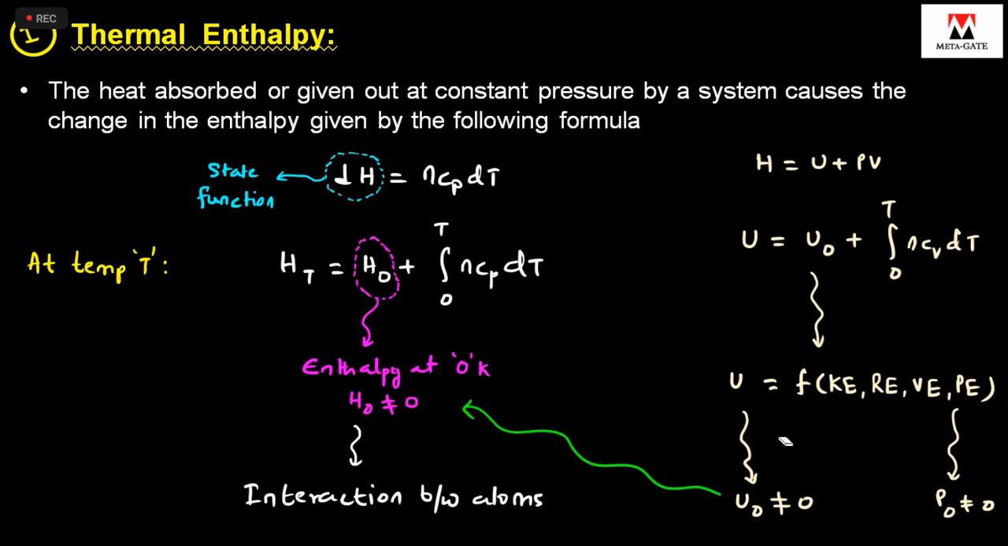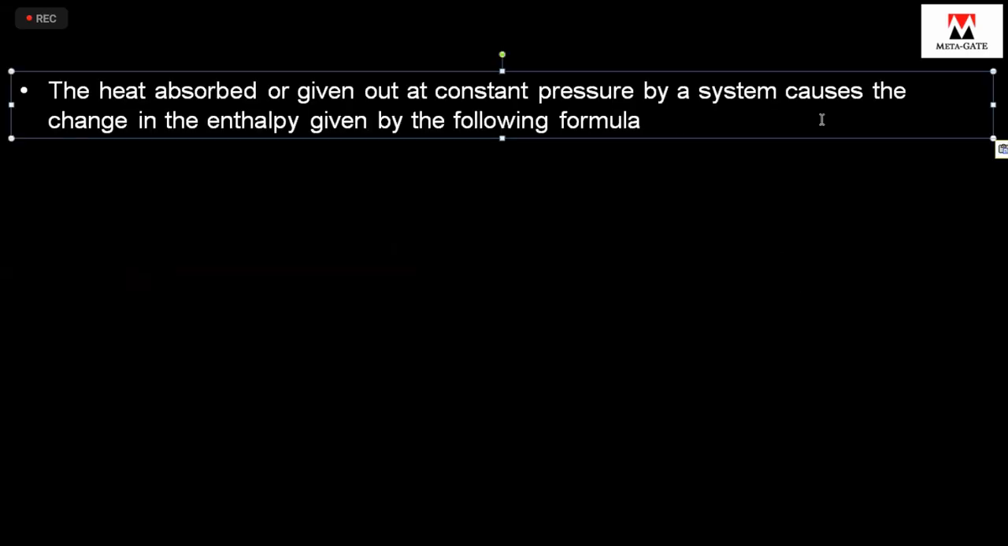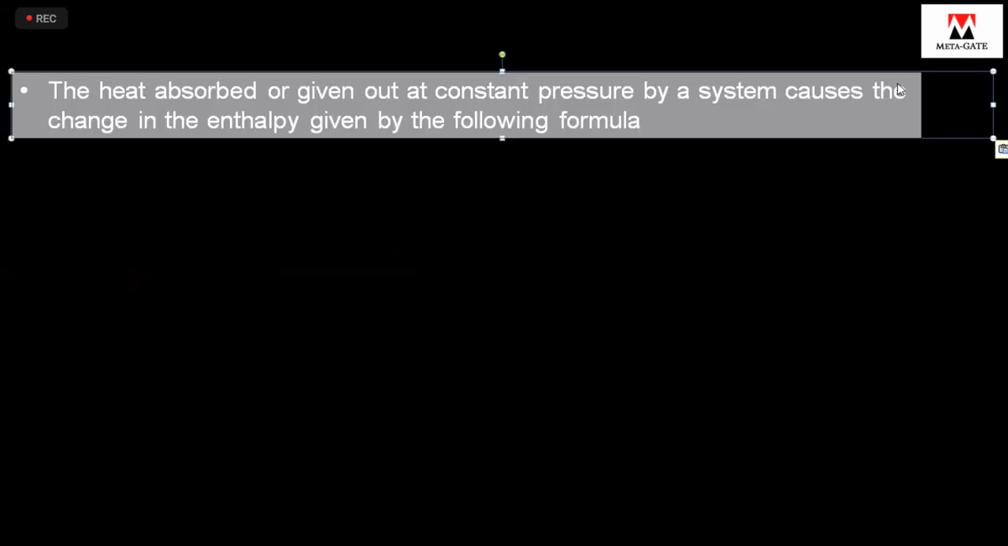Okay. So let's see the formula. This is at a given temperature, where you are starting at 0 Kelvin. Now, what if you are not starting at 0 Kelvin exactly? You want the enthalpy between two different temperatures.